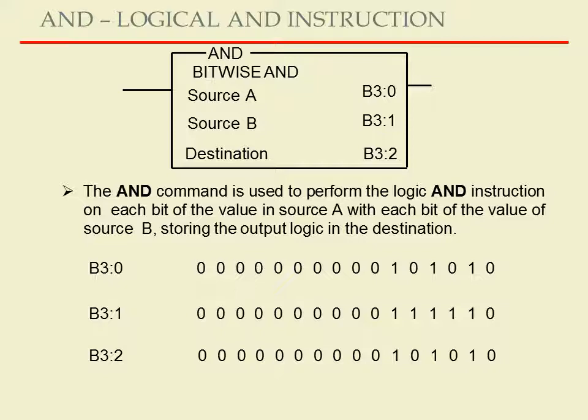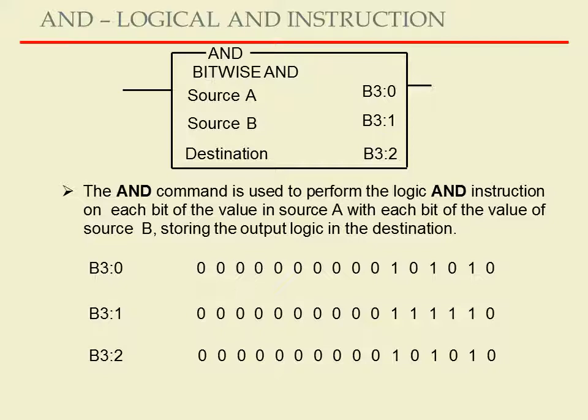So here the AND command is used to perform the logical AND instruction on each bit of the value in source A with each bit of the value of source B, storing the output logic in the destination. So see, in the example we have to do the bitwise operation. That means the 0th bit of B3:0 will be ANDed with 0th bit of B3:1, and the result will be stored in the 0th bit of B3:2, that is the destination. So this will be performed on all 16 bits starting from the bit 0 to bit 15.